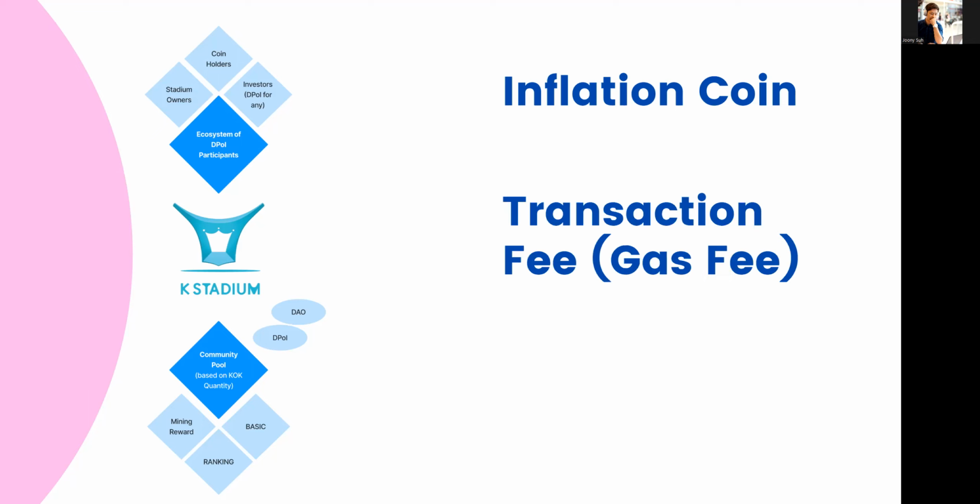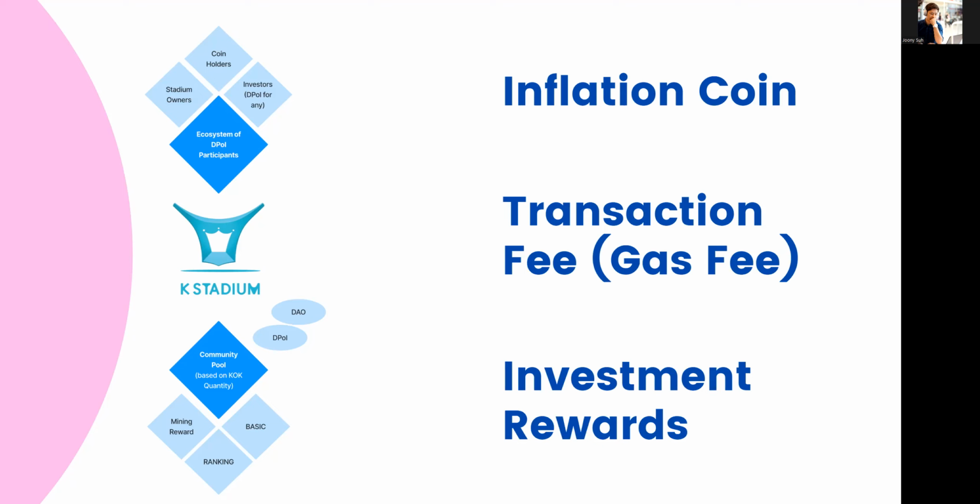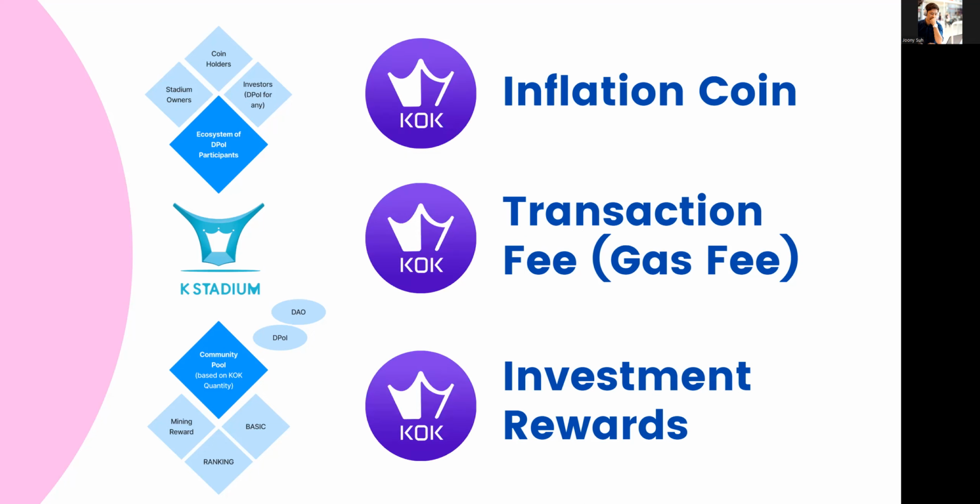Next is the gas fees, or the transaction fees, which are also circulated into K-Stadium's community pool as well. And lastly is the investment rewards. And this is basically the bit where I told you when the apps come in to utilize the system, they have to put their initial investment as KOK. All of this is paid or made in KOK. And all of this is circulated into the community pool participants. And this is where you receive those rewards when you do your DPOI as part of a DAO in community pool-based K-Stadium.